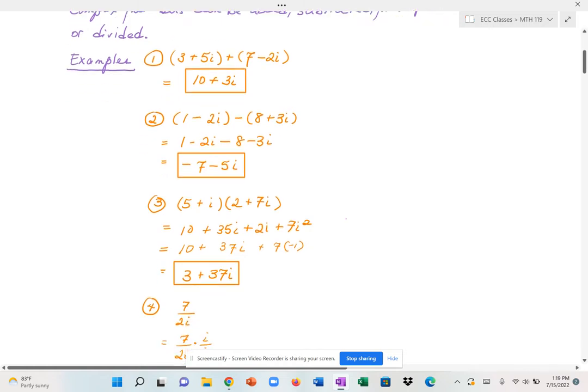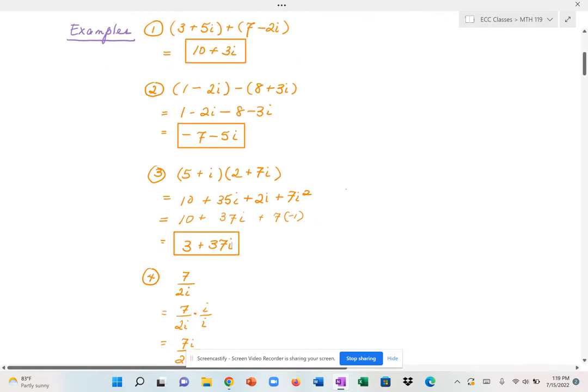Okay, in the next example, I have a division problem. So I have 7 over 2i, and we need to simplify this. With imaginary numbers, you cannot have an i in the denominator of an expression like this where you're dividing. And so I need to get rid of the i on the bottom. The technique will be to just multiply the top and the bottom by i. Remember, that's equivalent to just multiplying by 1. So we're not changing the value of the original problem. It's just going to look different so that we can get rid of the i in the denominator.